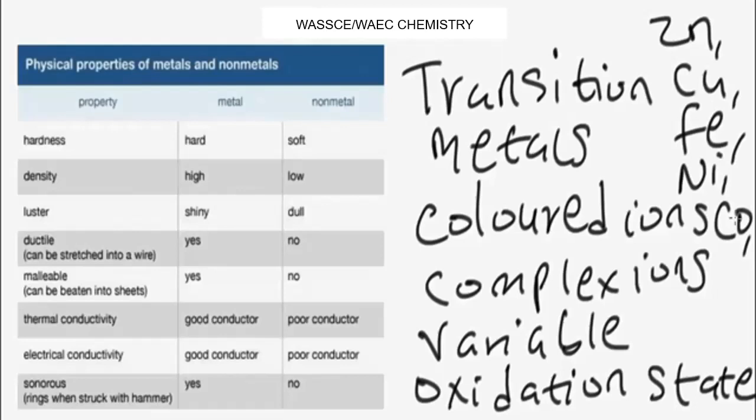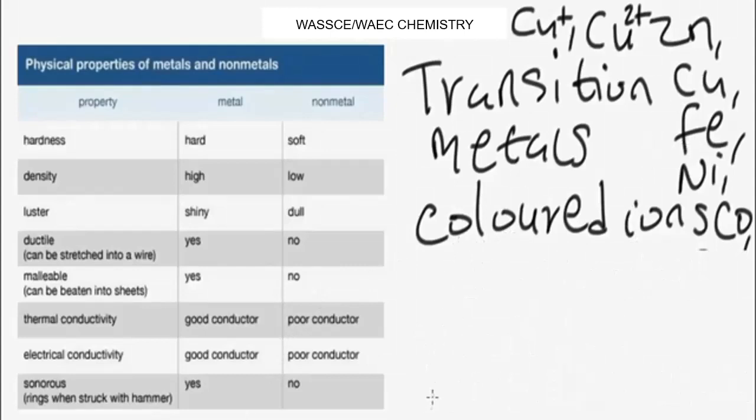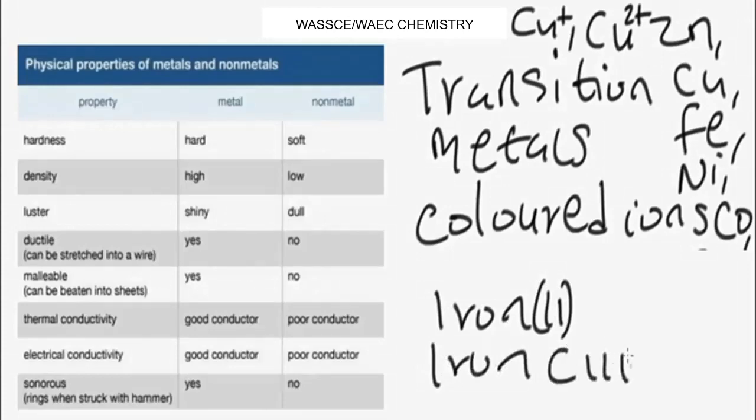Note again that for this variable oxidation state, basically what it means is that, just like copper can exist in this form, we can have something like copper 1 ion. We can also have copper 2 ion. The same thing is applicable to iron. Let me show you. Let me write below. For iron, we can have something like iron 2. We also have something like iron 3. So these are variable oxidation states of iron in that order.